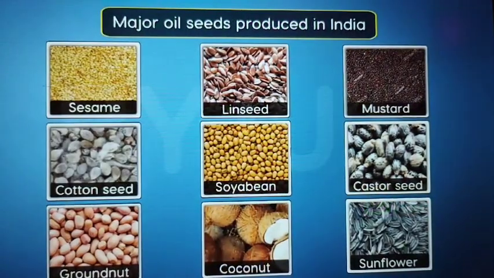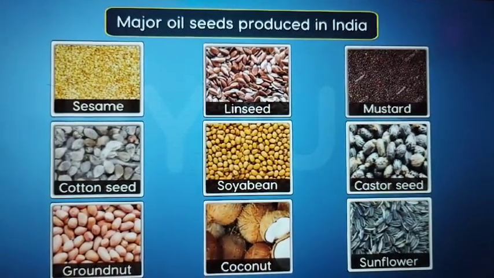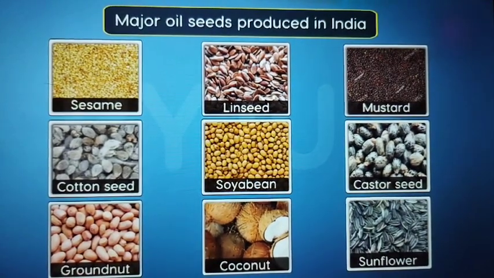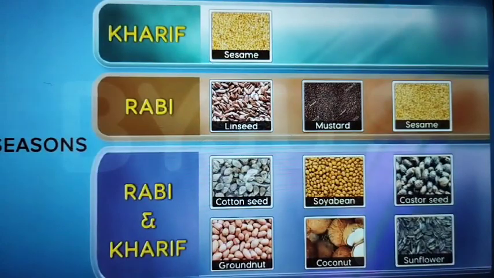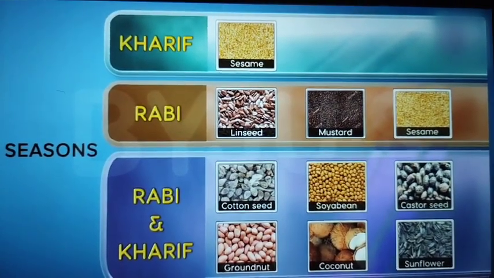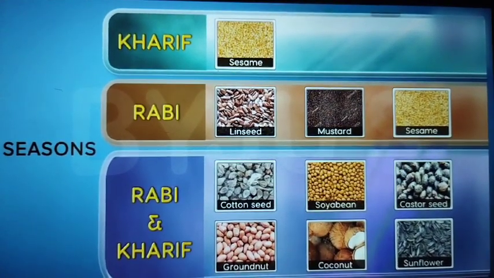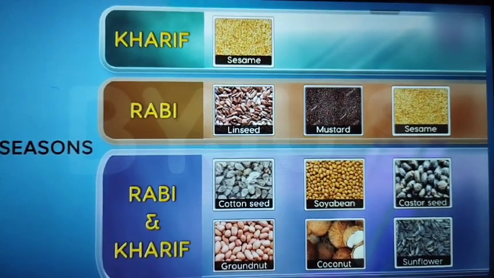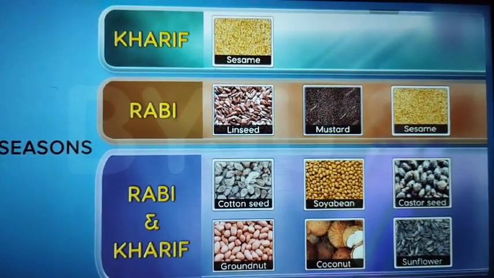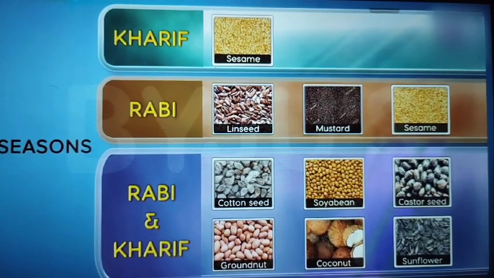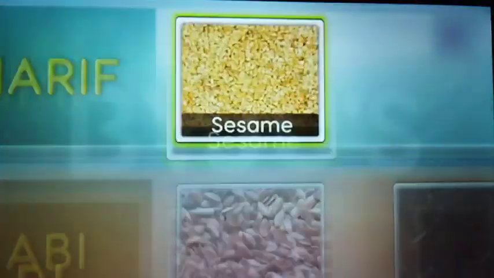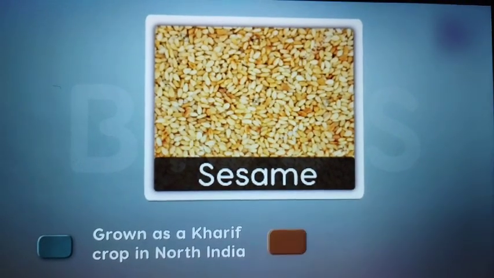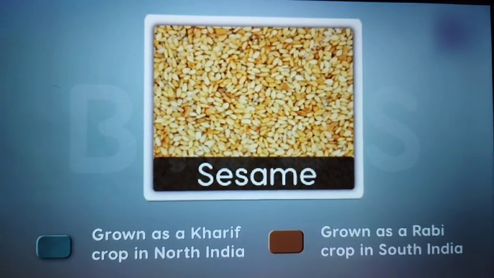These are the major oil seeds grown in India. These are different oil seeds produced in India. They can be grown in both Kharif and Rabi seasons. Generally, linseed and mustard are grown in the Rabi season, while castor seed is grown both as a Rabi and a Kharif crop. Sesame is grown as a Kharif crop in North India and as a Rabi crop in South India.